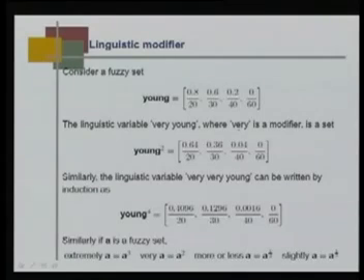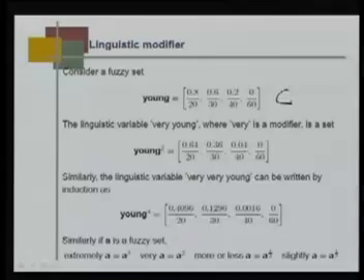So, once we talked about linguistic values, now we will introduce another term called linguistic modifier. Consider a fuzzy set young. Those who are 20 years old, the membership function of young is 0.8, for 30 years old 0.6, for 40 0.2, and 60 obviously is no more young, so 0. A fuzzy set young is a subset of a fuzzy set called age. Age is the superset or the universal set for defining young.